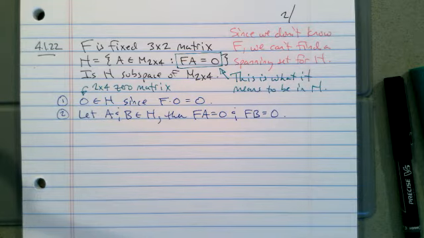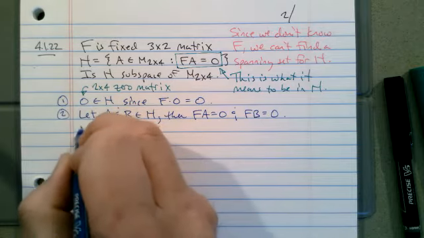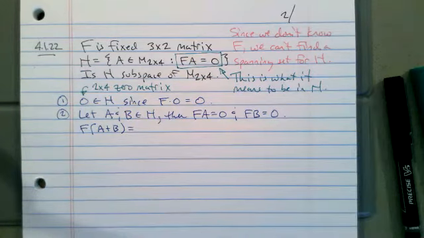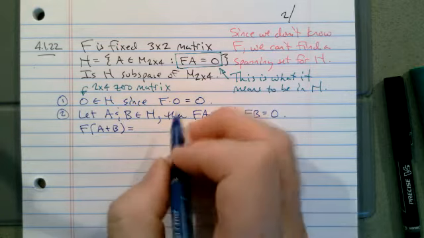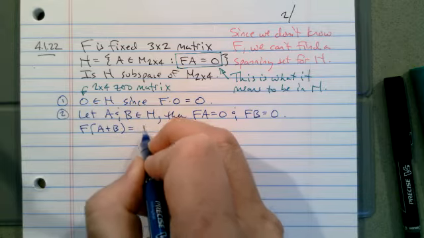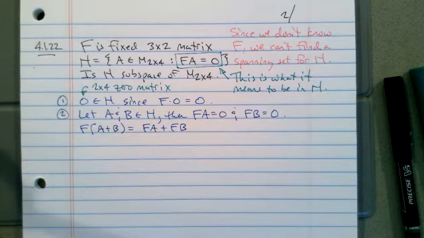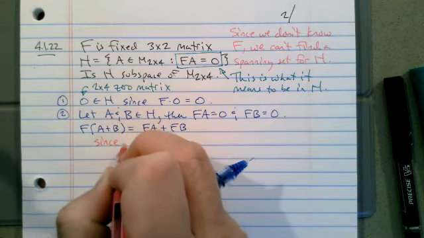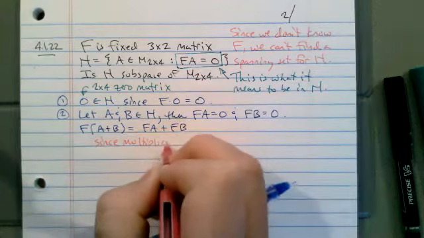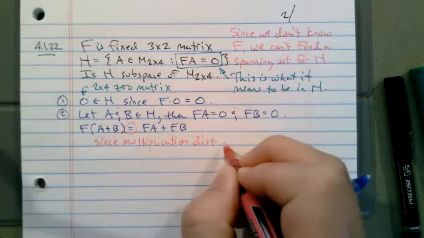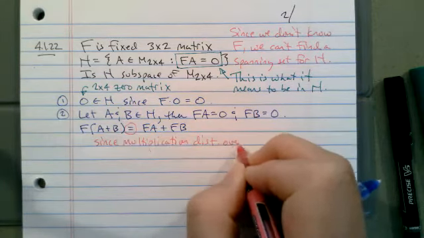If I multiply F times A plus B, I can use properties of matrices. In particular, multiplication distributes over addition, because that's one of the properties of multiplication. This is equal to FA plus FB. This equality is since multiplication distributes over addition.